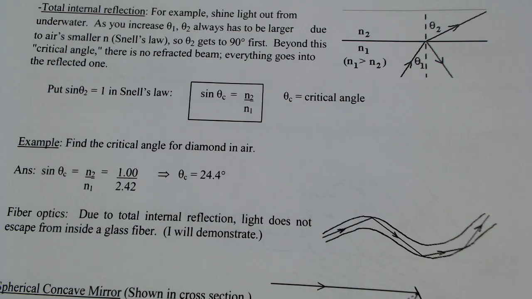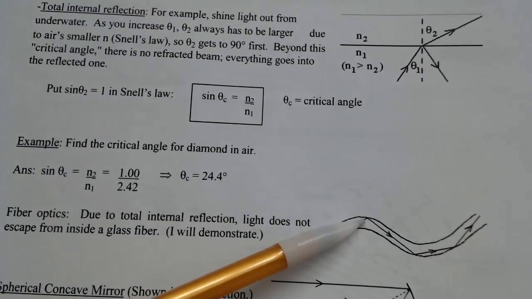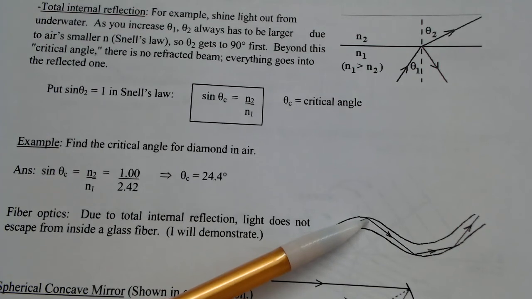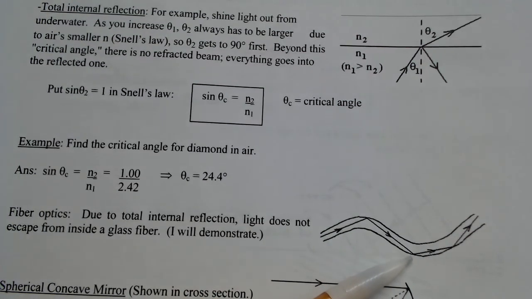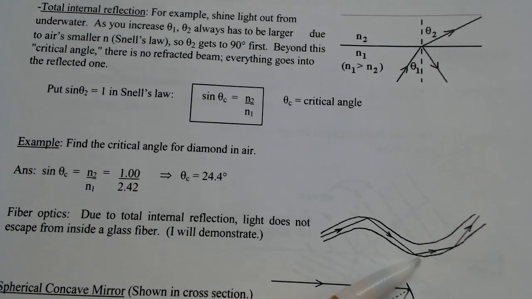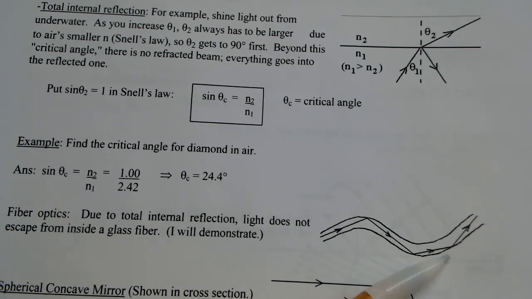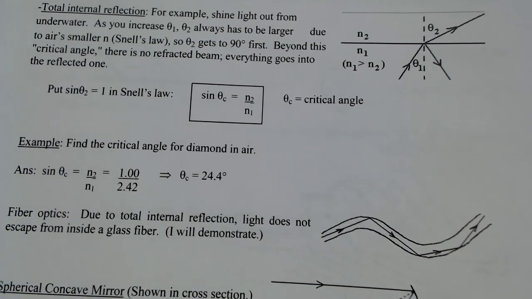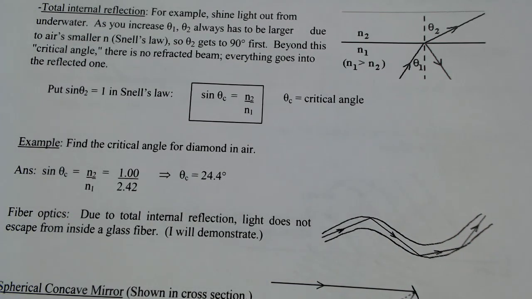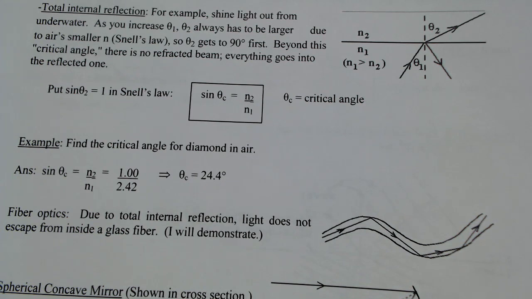You shine light in the end of some sort of either plastic or glass fiber. It comes along, and when it reaches the surface here, it's beyond the critical angle, so it reflects back into the material. It hits the wall over here again, and again, it's beyond the critical angle, and so on and so on. And that's what keeps the light inside the fiber, makes it act as a light pipe, is one way to put it.